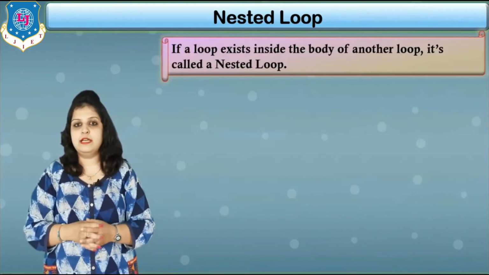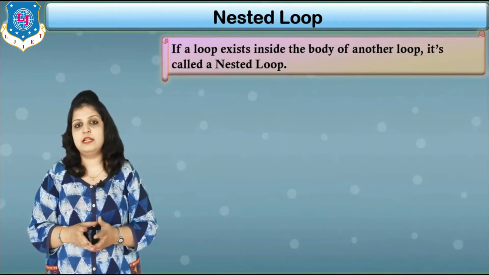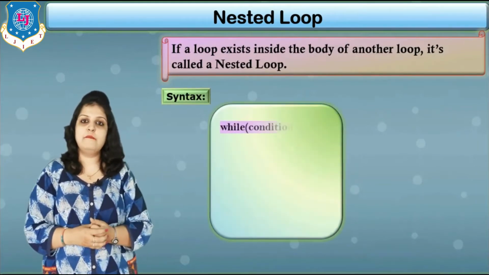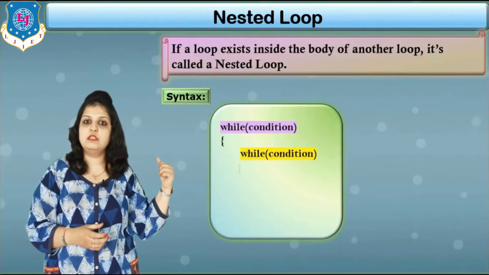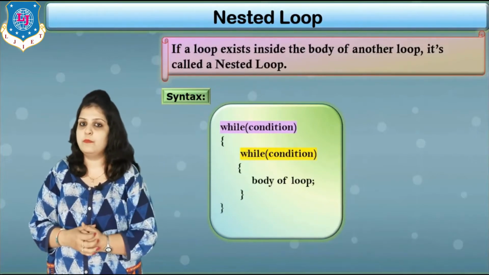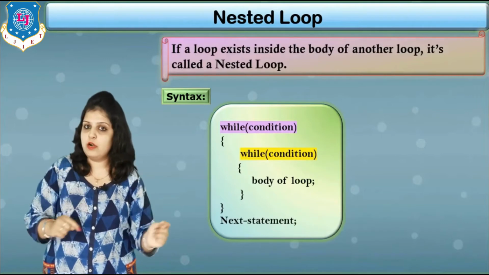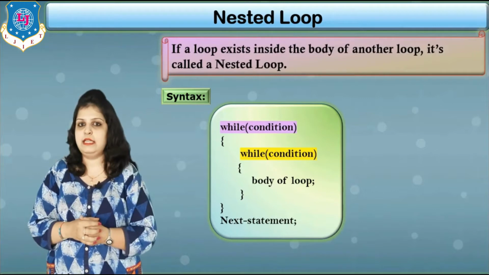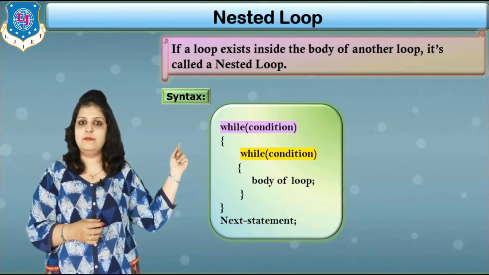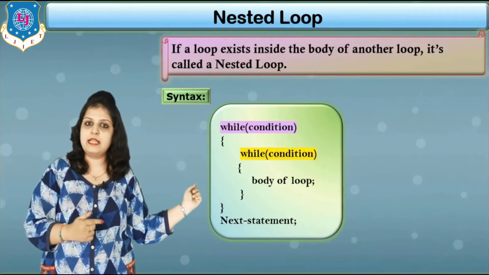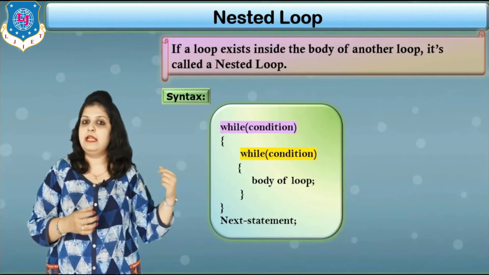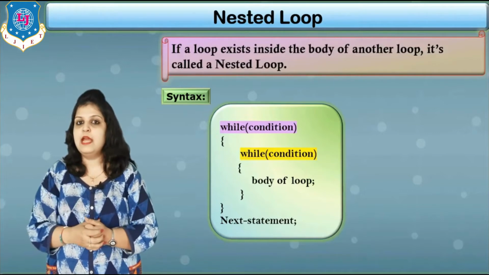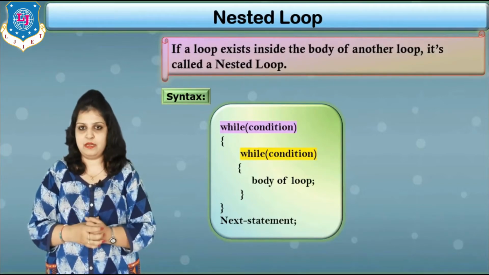And how can we write the nested loop? Let's see the syntax of the nested while loop. The first loop is called the outer loop, and in the body of that loop we can write another loop, which is called the inner loop. So the first is the outer while loop and the second is the inner while loop, and in curly brackets we can write the body of the loop, and then the next statement.